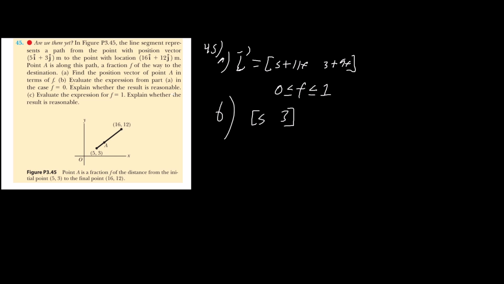And B, evaluate the expression for part A, I think I just did that. And C, when f is 1, explain whether the result is reasonable. Of course it is, folks. This is math. So this is going to be 16 and 12, which would give us that endpoint. And I think that's it. There's no part D or something. I guess I could pull up the solution manual, guys. So here's the solution manual, if you want to take a look at this.